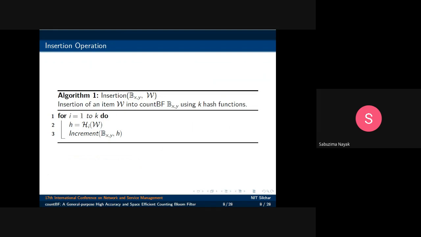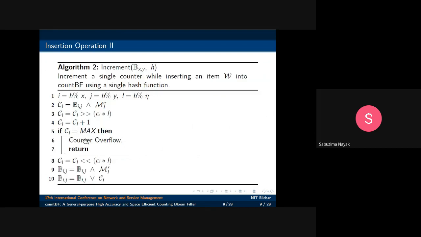CountBF performs three operations: insertion, query, and deletion. This is the algorithm for the insertion operation, where we want to insert item W into CountBF with the dimension x and y, and we are using k number of hash functions. So k number of times, we will hash the item W, and the hashed value is given as a parameter to function increment. This is the algorithm for the increment function.